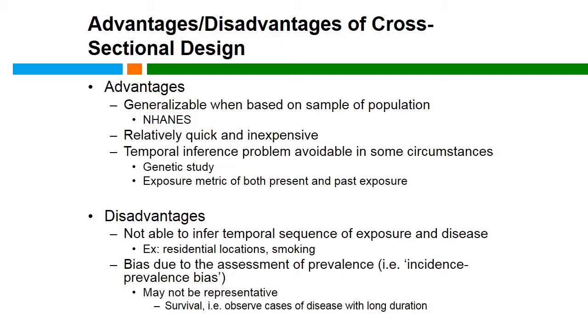This might not be an issue in some circumstances, for example, if you're doing a genetic study or studying exposures that don't change much over time. But for many cases, that's not true, and the sampling of exposure and disease at the same time is a significant limitation. In addition to this, there's also the potential for bias due to the assessment of prevalence. This is referred to as the incidence prevalence bias, and this arises when the disease or the health outcome under study may be impacted by survival times.